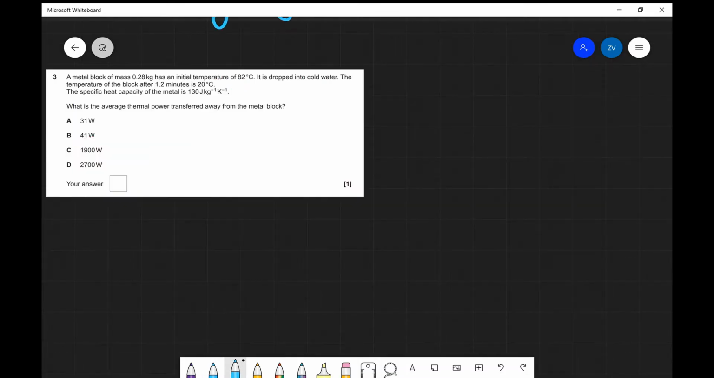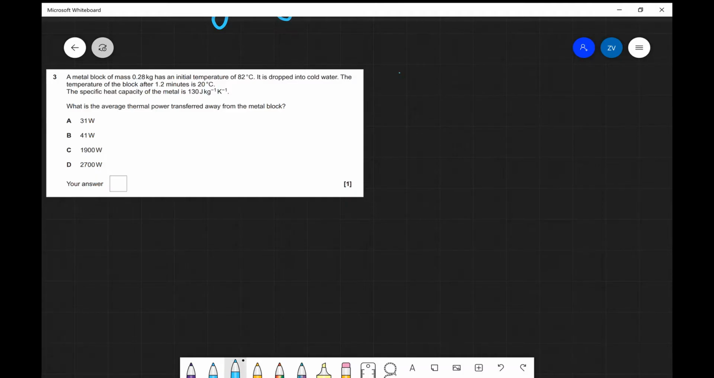Okay, moving on to question number 3. We have a metal block of mass 0.28 kg with initial temperature of 82 degrees C, and that's dropped into cold water. The temperature of the block after 1.2 minutes is 20 degrees Celsius. We've got the specific heat capacity. What is the average thermal power transferred away from the metal block?